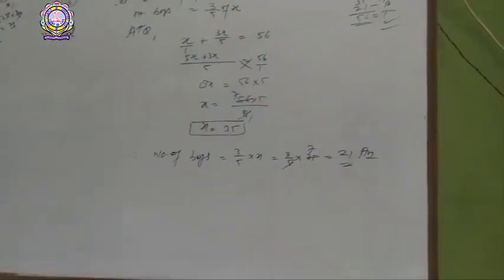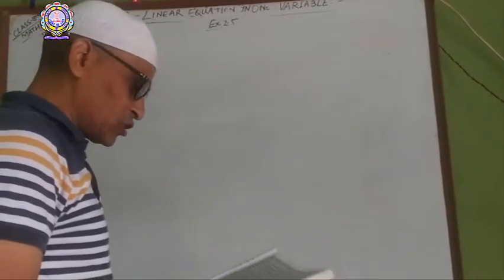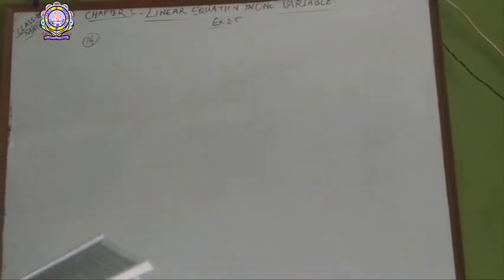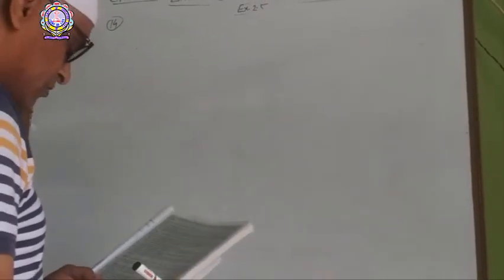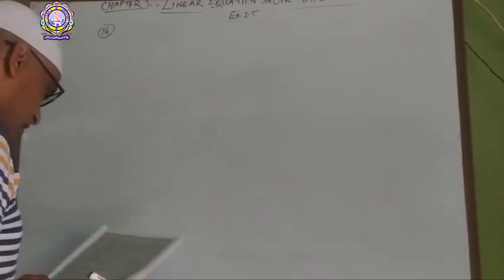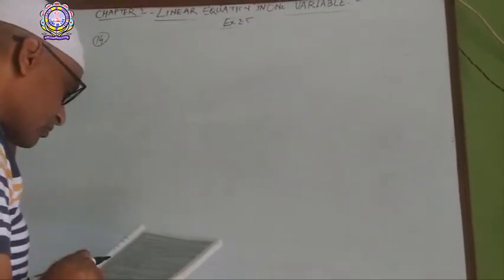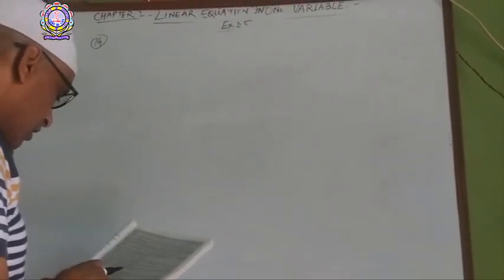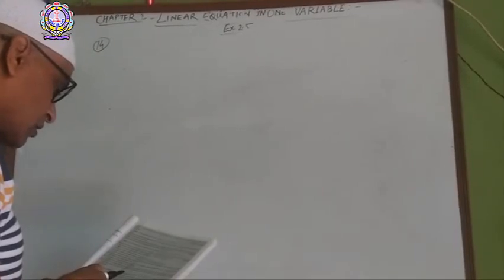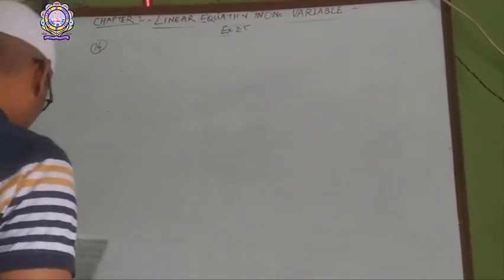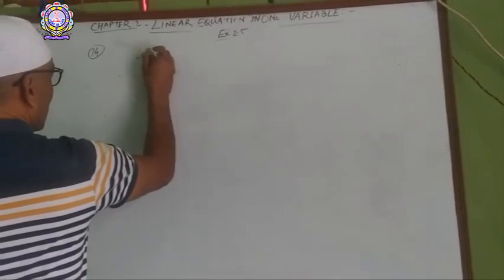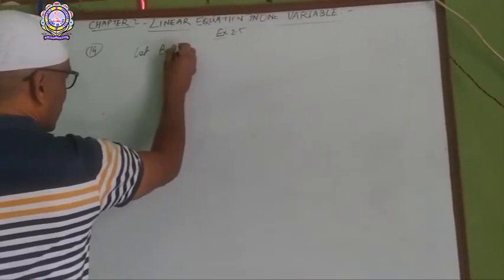Okay, next. Now come to the question. Bansi has 3 times as many 2 rupee coins as he has 5 rupee coins. If he has in all a sum of rupees 77, how many coins of each denomination does he have? Okay, students, let us suppose Bansi has x 5 rupee coins.